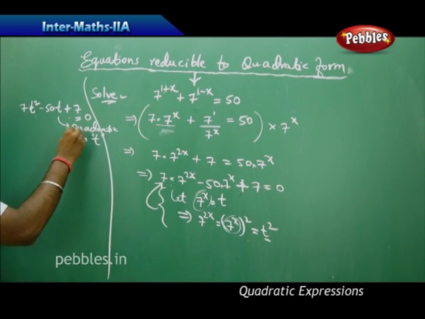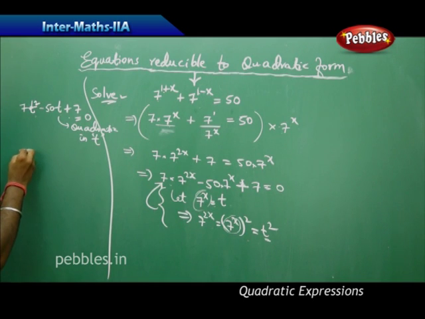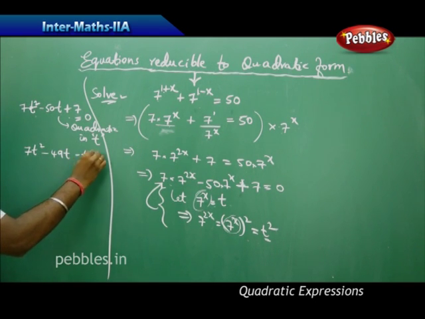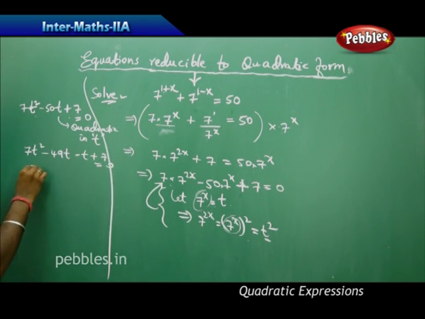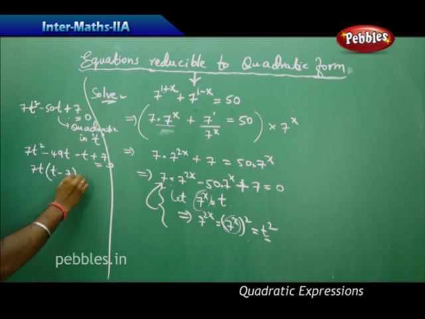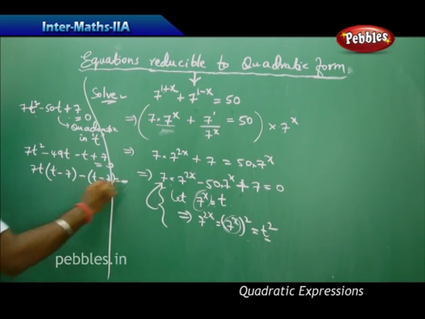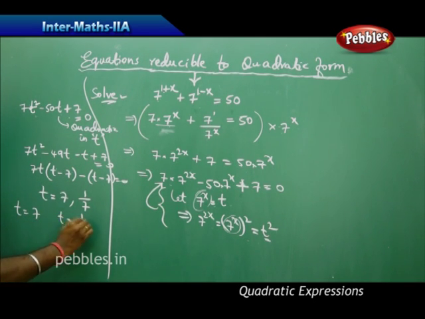So therefore here, let's factorize 7t square minus 49t minus t plus 7 equals 0. So I get two values, 7 and 1 over 7, through which I'm going to simplify. So there are two values I got: t is 7 and t is 1 by 7.